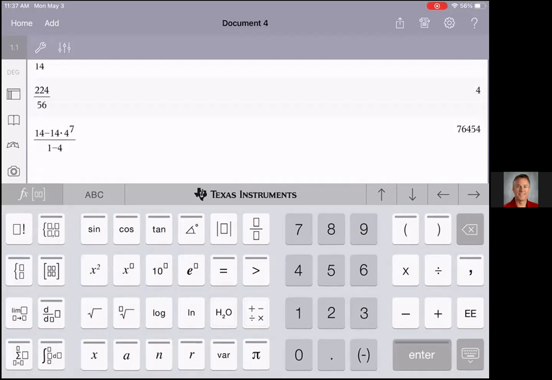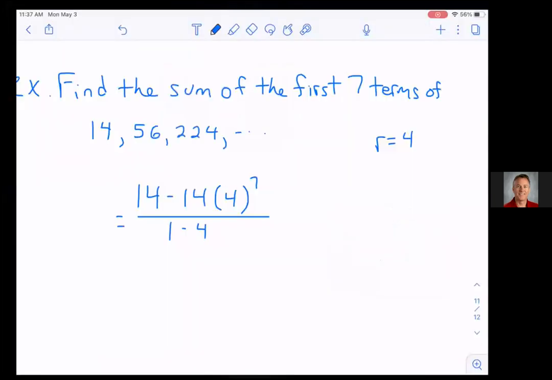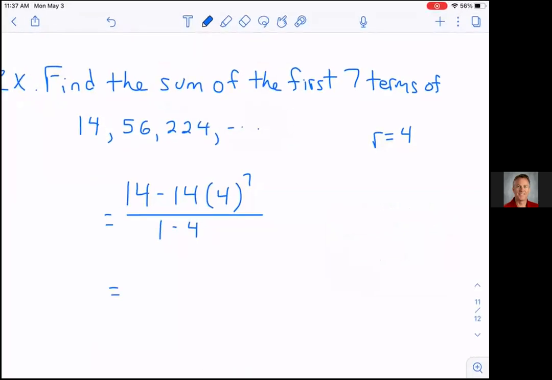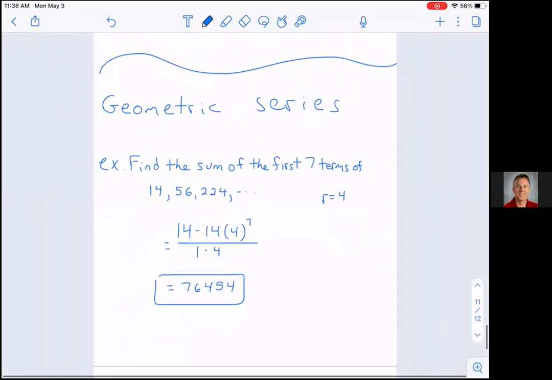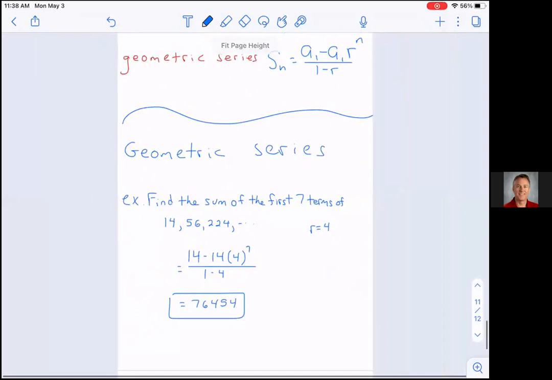Now, if I hit enter, it's going to give me this big number. And so, boy, I'm glad I didn't have to add all those together. It looks like they would have gotten pretty big, but our answer is 76,454. Okay, so we found the sum of that geometric series. So far, so good?